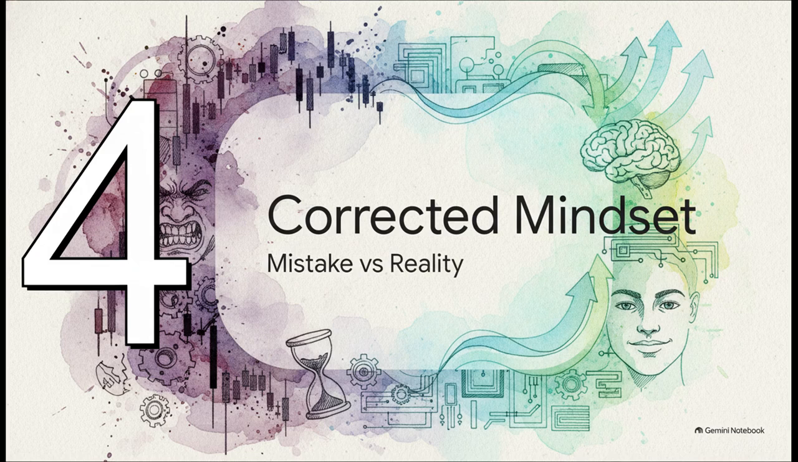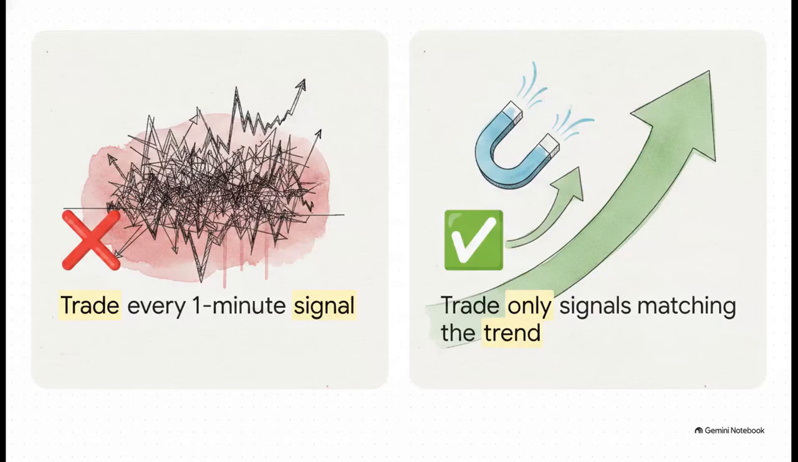Section 4. The corrected mindset. My mistake versus your reality. Let's talk about how this routine completely overhauls your trading psychology, taking you from frustrated to calculated. On the one hand, we've got the classic rookie mistake, trading every single tiny blip on the 1-minute chart. It is so exhausting. But on the other hand, that's your new reality.